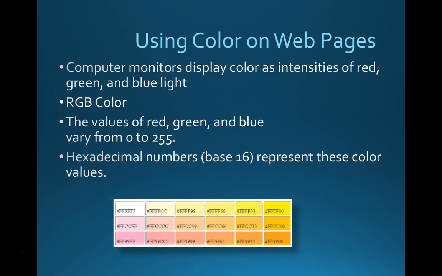So A, B, C, D, E, F, 0, 1, 2, 3, 4, 5, 6, 7, 8, and we have a 9, so I must have miscounted somewhere, okay? Here it is. There's 9. So we go from A to F and 0 to 9. And that is our 16, base 16 colors. We'll learn more about that in Module 4.